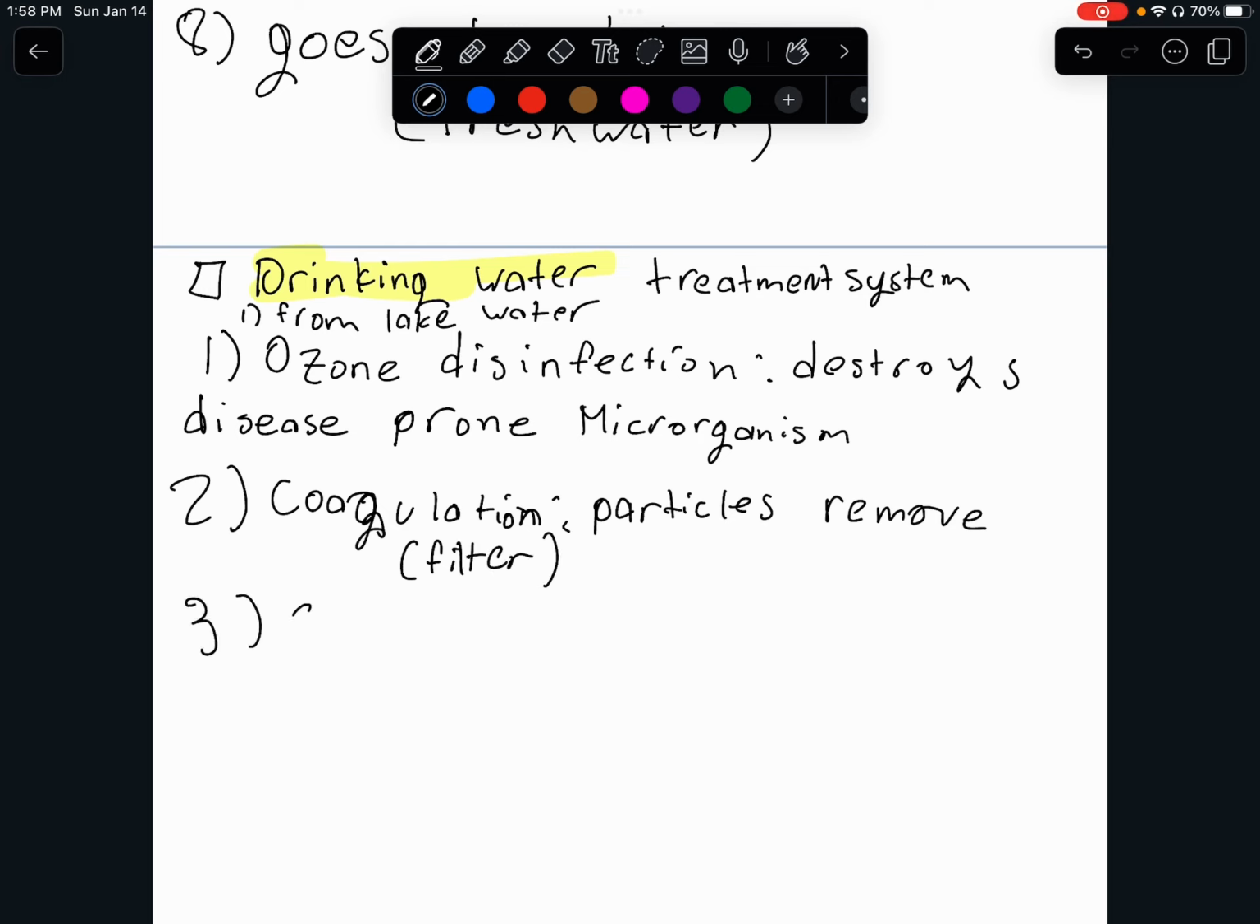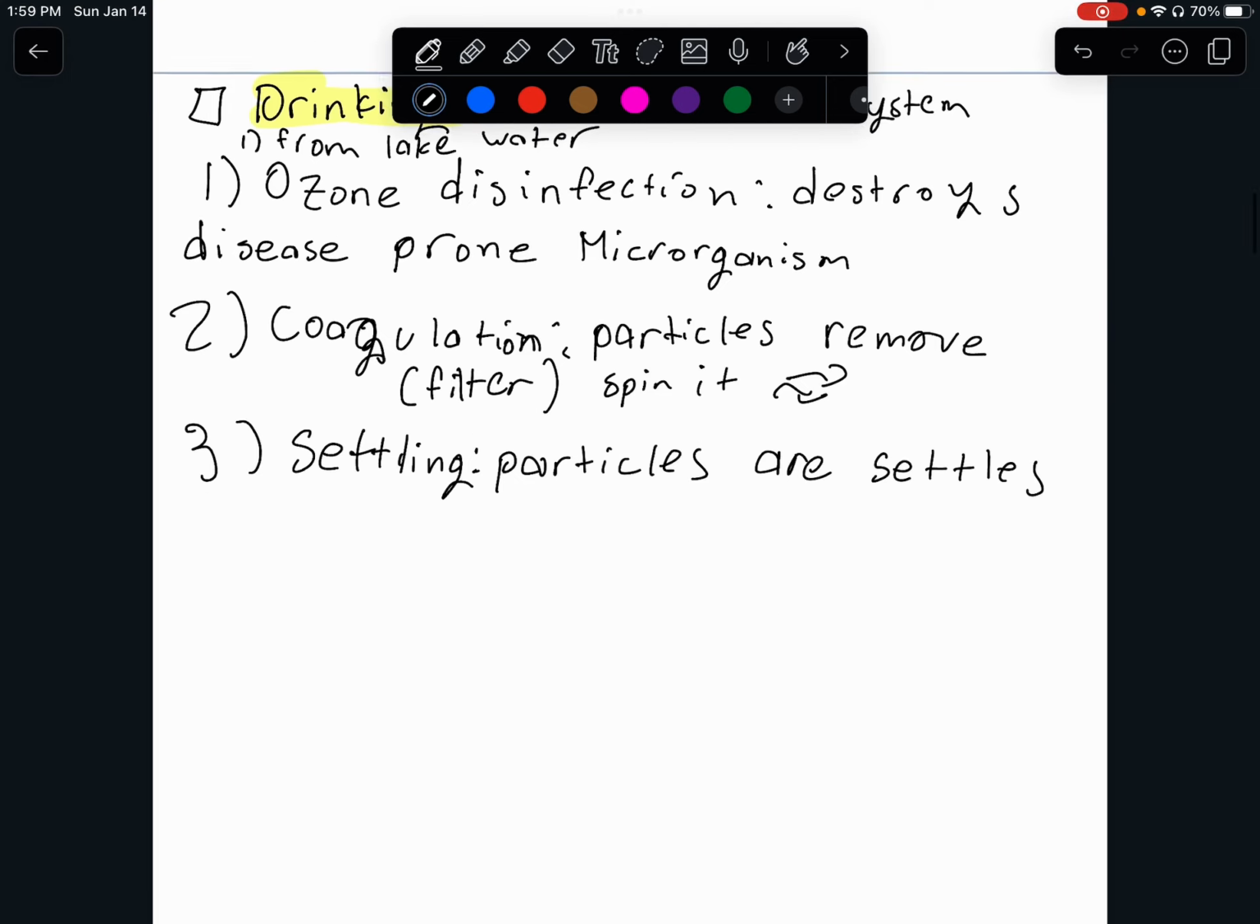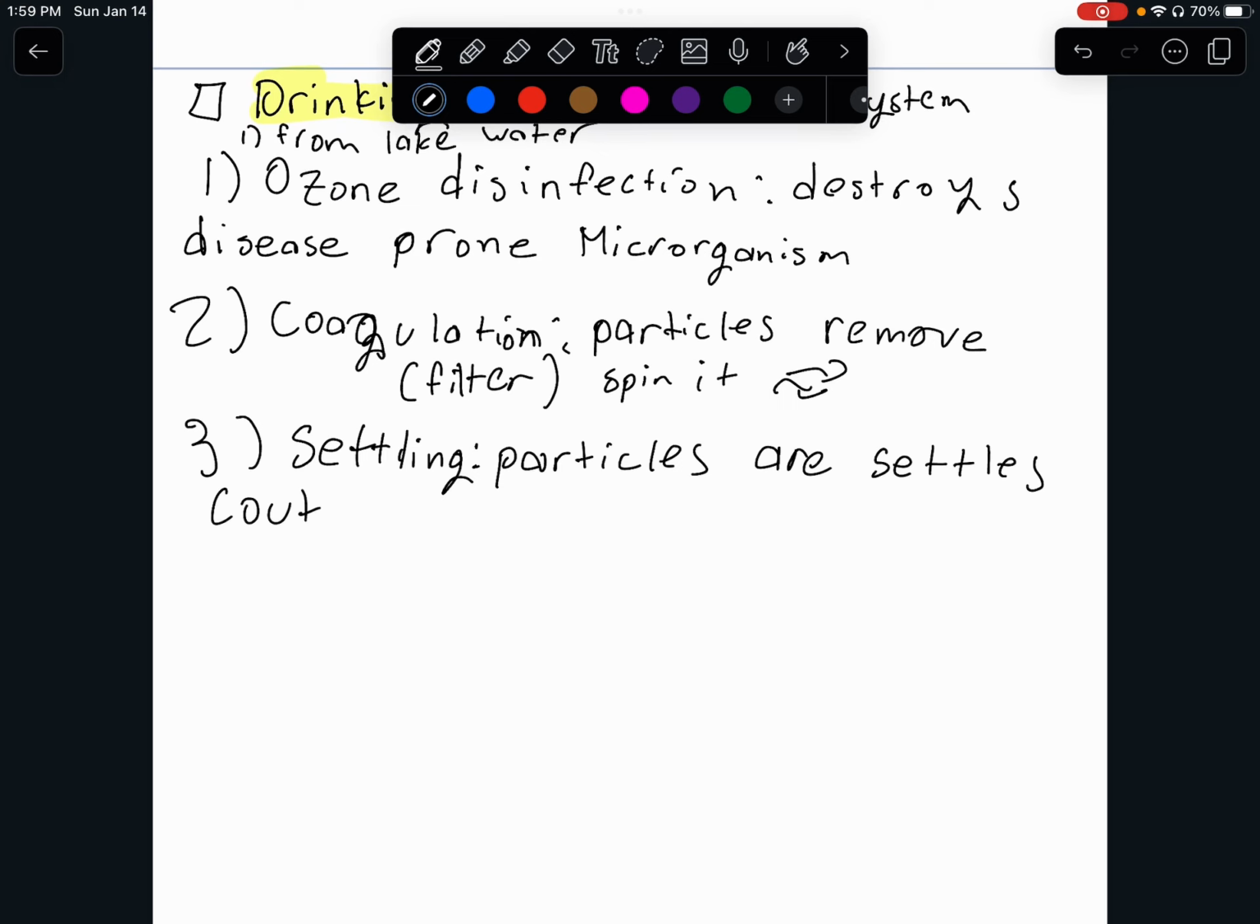Third part is the flocculation. So how they actually filter, they spin it. So it spins, right? Settling is the next one. So these particles are further removed, so removed from the last one, they are settled. So this means they're settled out of the water. So now one was cleaning it, now this is settling out of the water.